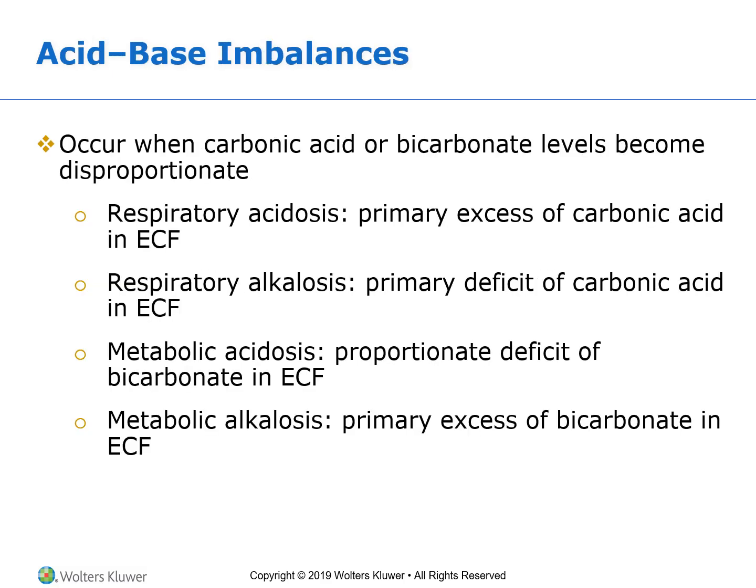So acid-base imbalances occur when we have either too much acid or not enough bicarb, or too much bicarb, not enough acid. So we have this unequal level of one or the other. And if there's a known single cause, then we would describe them as respiratory acidosis, respiratory alkalosis, metabolic acidosis, or metabolic alkalosis.